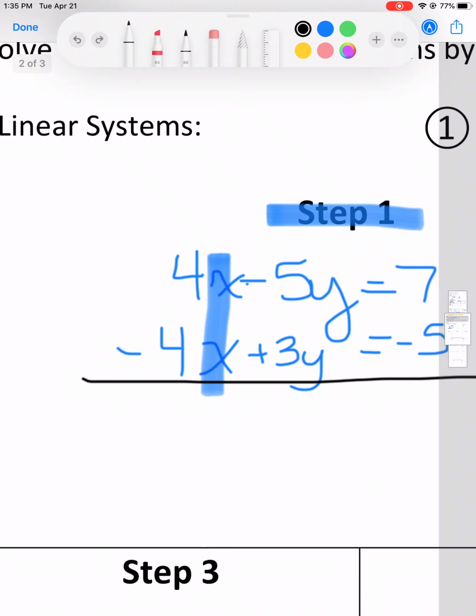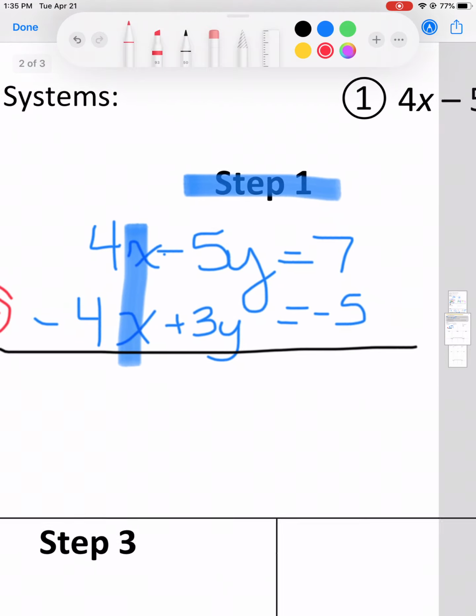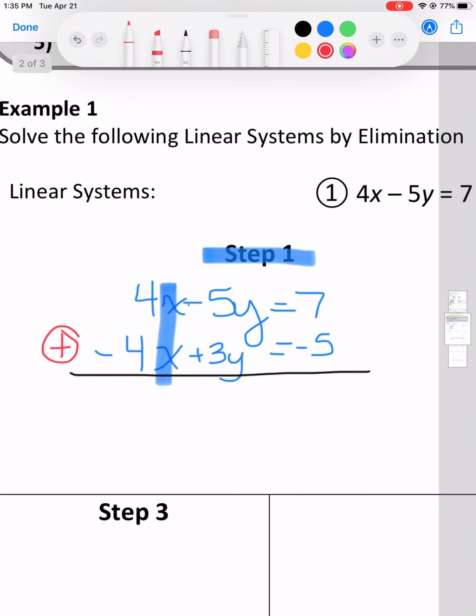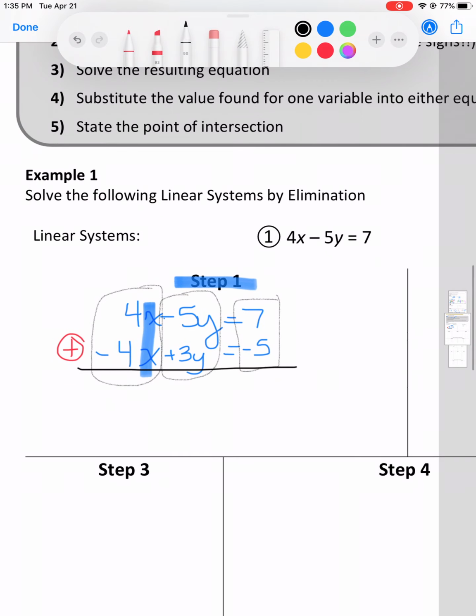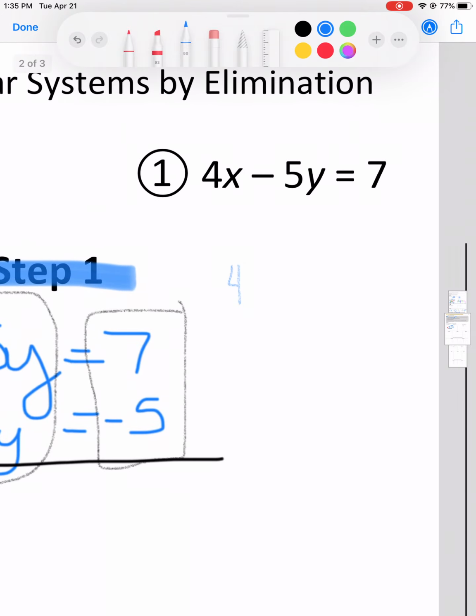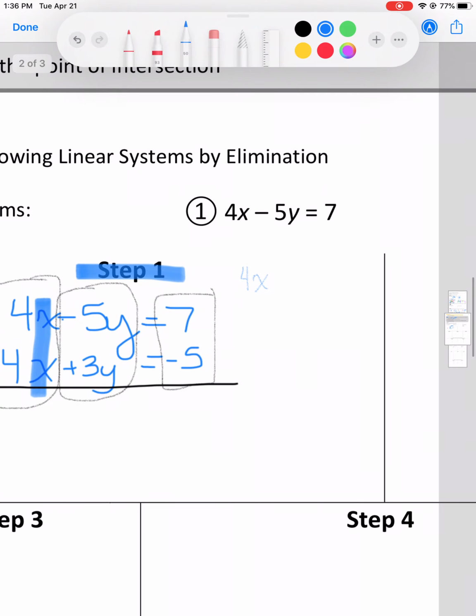Okay. So we're going to add these together. Now, again, we're going to do it section by section. Okay, so we're going to do these two we're going to add. These two we're going to add. And then these two we're going to add. So we have, because we're dealing with the elimination of the 4s, we're going to do 4x plus negative 4x. Positive and a negative become a negative.